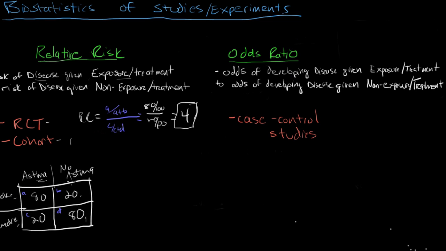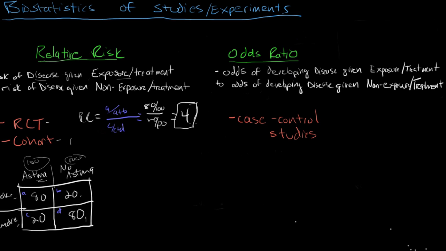Now let's look at these exact same numbers, but let's pretend this was a case control study. Instead of this being a cohort study where I monitor 200 kids over a year to see who got asthma or not, let's say I do a study and I go back and I find out 100 cases of asthma and 100 cases where kids don't have asthma.